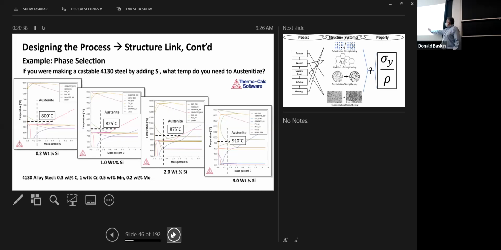You can use a program like Thermo-Calc to tell you how the austenitizing temperature changes with the addition of silicon. You're adding silicon this way. I mean the whole slide here: this is 0.2% silicon, 1% silicon, 2% silicon, 3% silicon. And you see that the austenitizing temperature is going up. If you were designing the steel, or working with the foundry to cast a part made out of 4130, this information would be really useful, because then you can tell them, hey guys, you've got to solution treat at a higher temperature. Make sure you tell your heat treat shop.